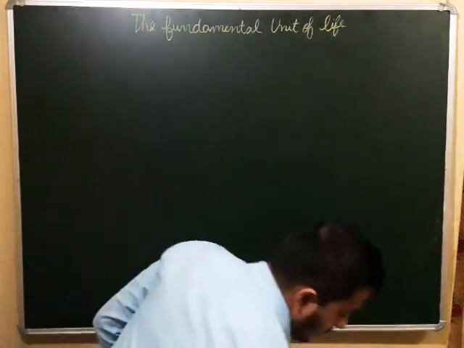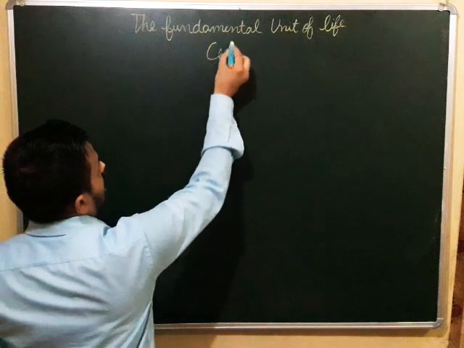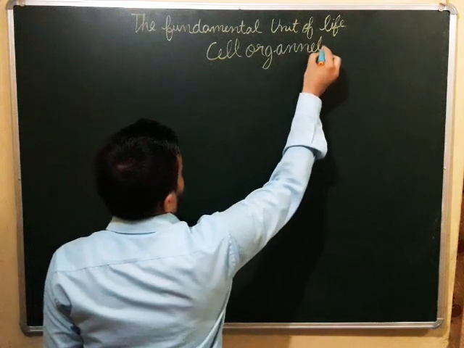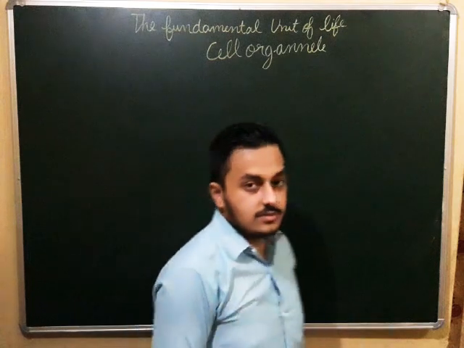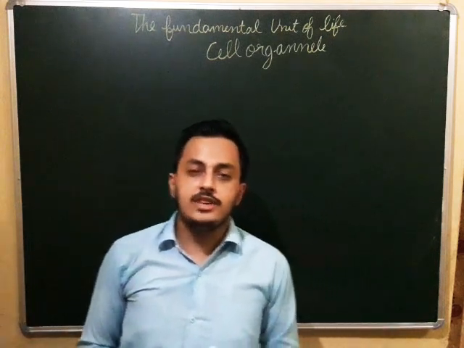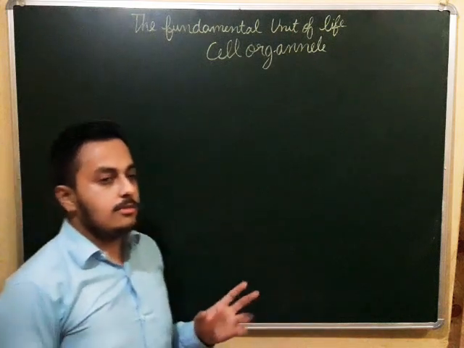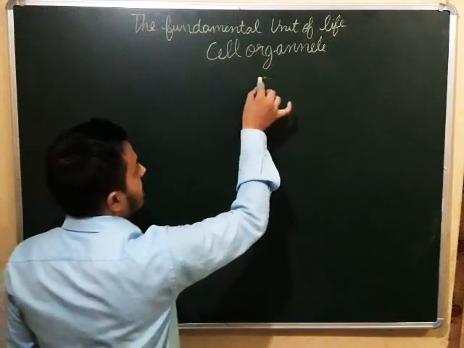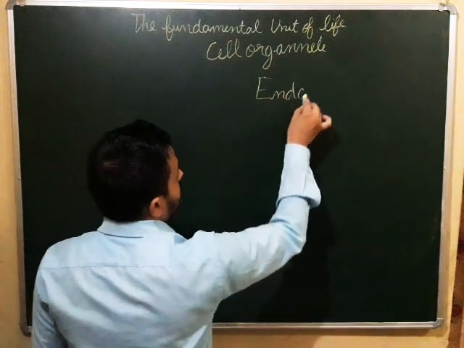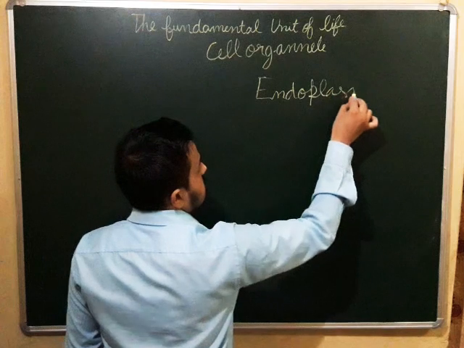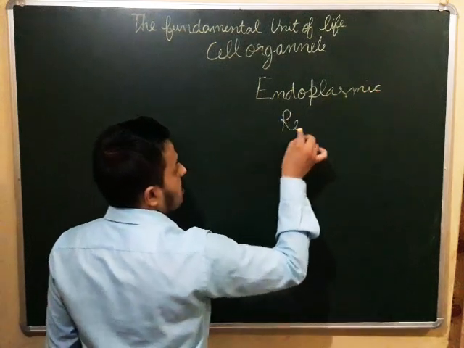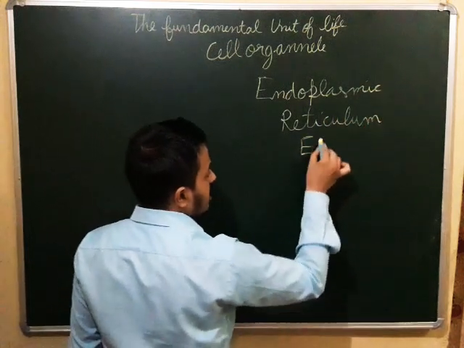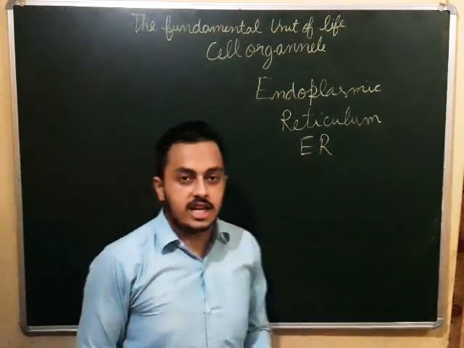So students, we will discuss now about the cell organelles. Students, you know something about the cell organelles that we have discussed before. If you remember, when I was explaining the nucleus, I mentioned a name, the endoplasmic reticulum. Short form is the ER. So what is this endoplasmic reticulum?